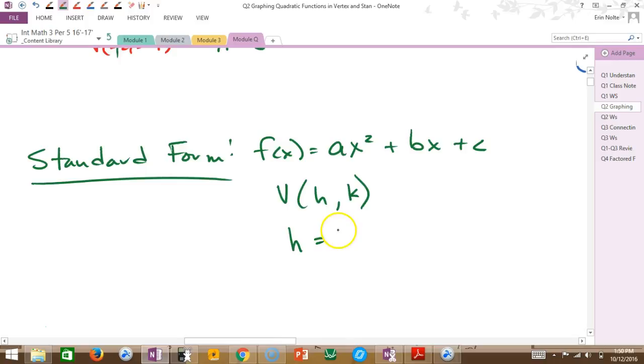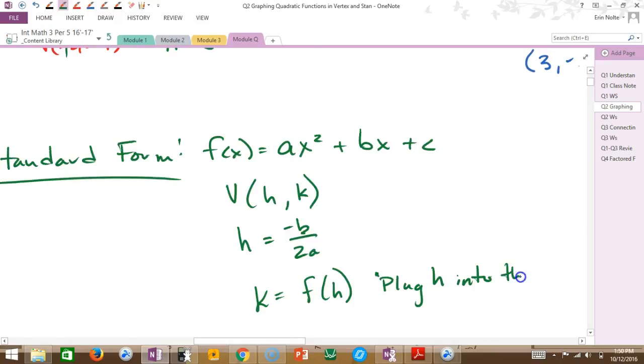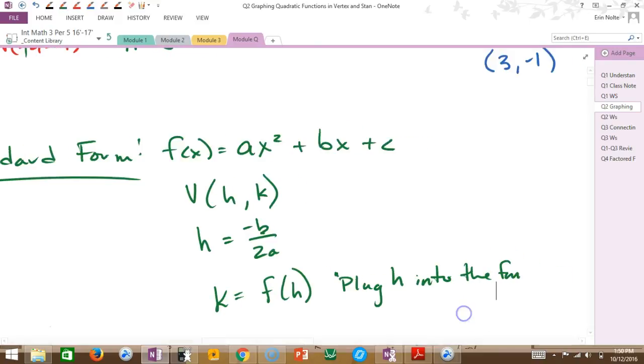For the h value, you are going to use a little formula called -b/2a. That little expression helps you find the value of h. To find the k value, all you're going to do is plug the h value into the function. Notice I wrote that in function notation, f of h. So if you need to tell yourself, plug h into the function. That's what that is saying.